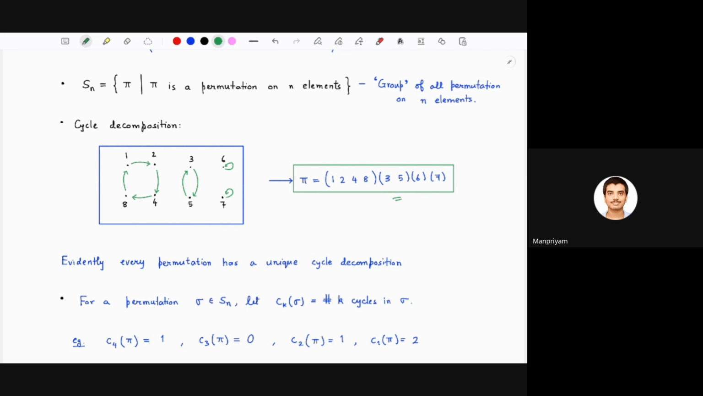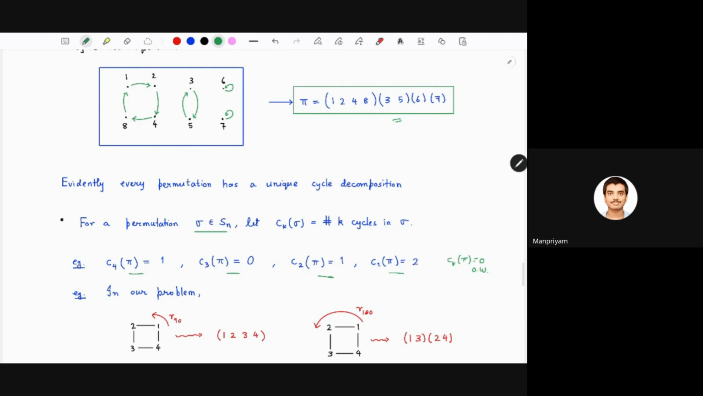And in fact, we can ask how many cycles of a given size there are. So the number of k-cycles in a permutation sigma, where sigma is any permutation: c sub k of sigma denotes the number of k-cycles in sigma. For instance, in this case, there is one 4-cycle, there are no 3-cycles, there is one 2-cycle, and there are two 1-cycles. All the others are 0, c sub k of pi equals 0 otherwise.